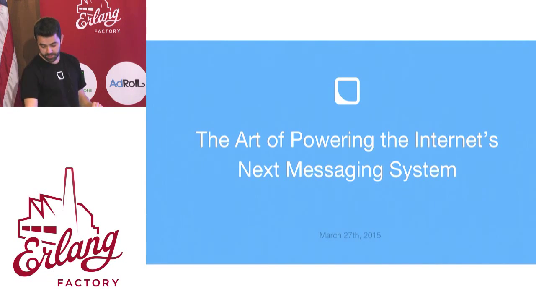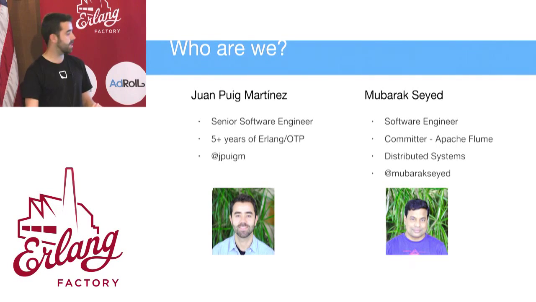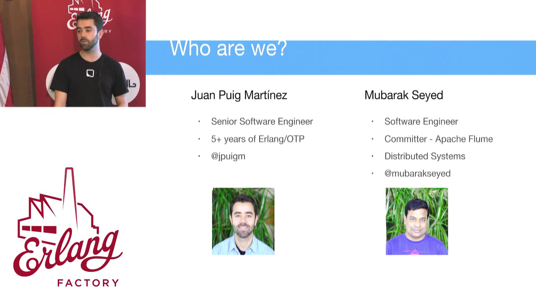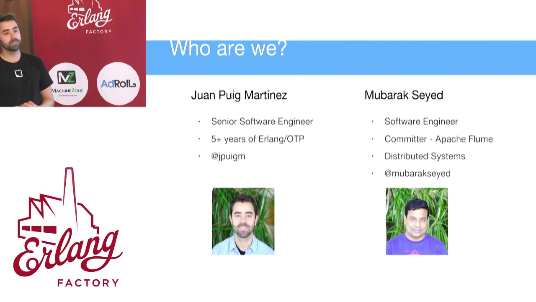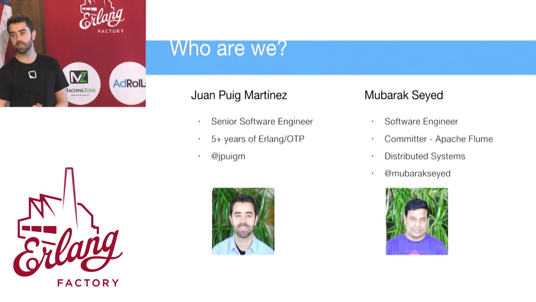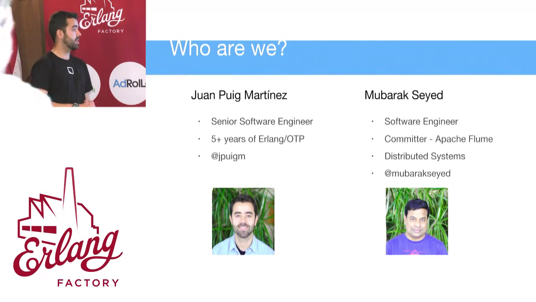A little bit of introduction about ourselves. My name is Juan, and I work at Layer alongside Mubarak, who will be co-presenting this talk with me. We're both software engineers on the server team. I've been working on Erlang since 2009, and I wrote my master's thesis about QuickCheck testing. My colleague Mubarak was formerly at Apple. He's got a lot of experience with large distributed systems, and in addition to that, he's a committer on Apache Flume.